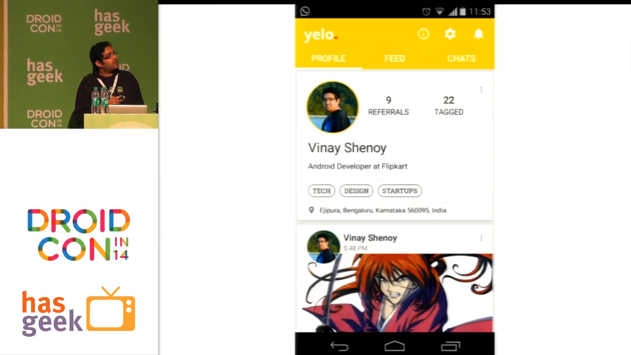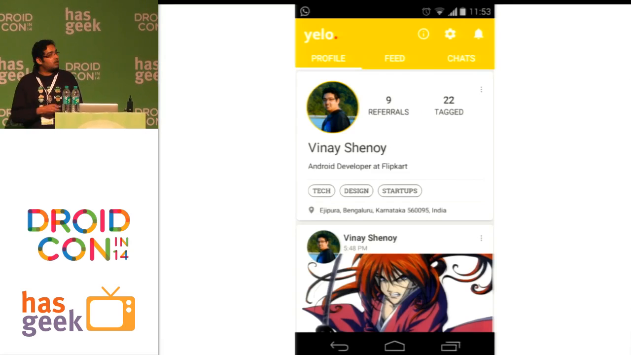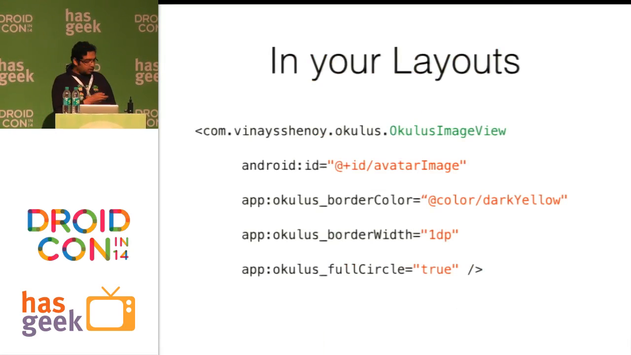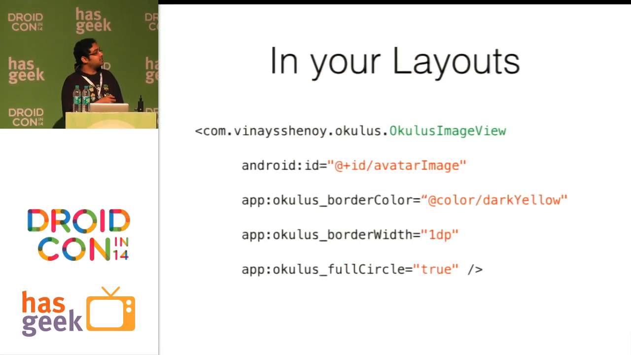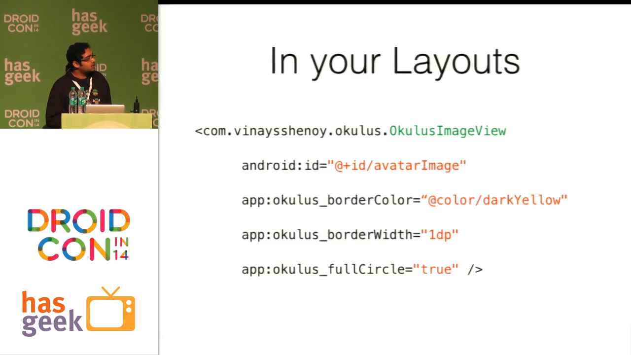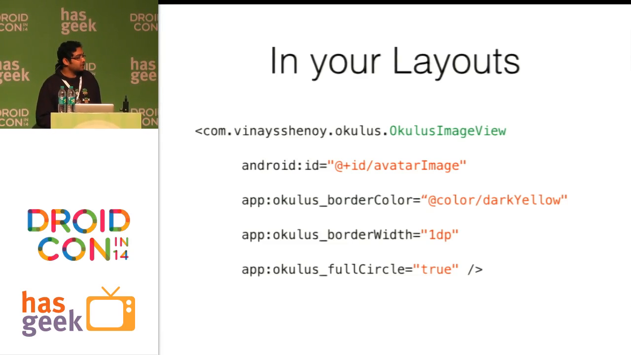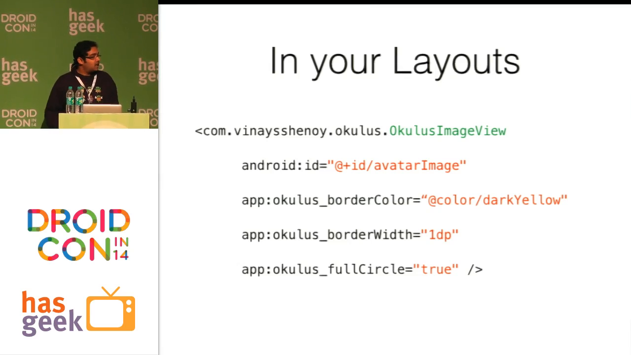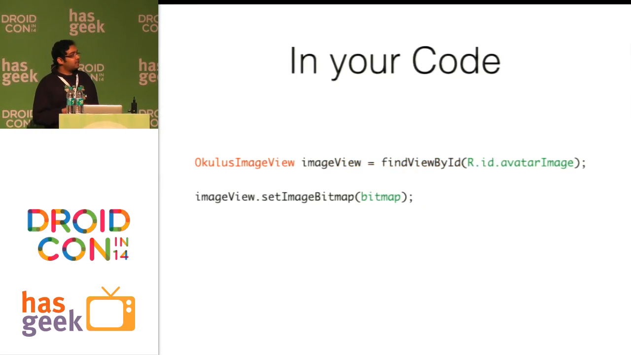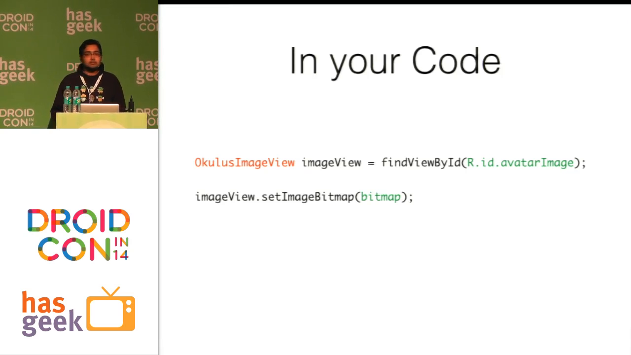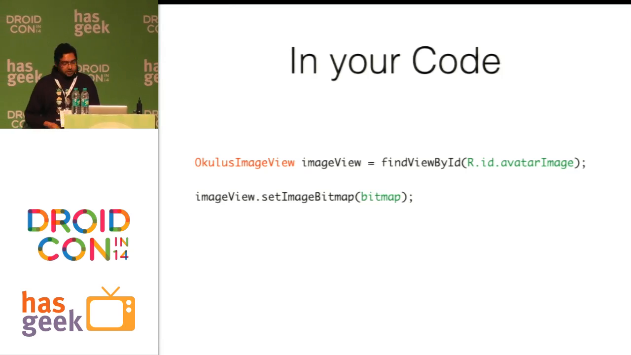So if you want to get this done in Okulus, how would you go about it? First of all, in your layouts, instead of an image view, you'll use the Okulus image view, and you'll define whatever you want. I want a dark yellow border, I want a 1dp border, and I want it cropped to circular, which is just a Boolean field. That's what you need to do in your layouts. Then in your code, you get your reference to the view, and you call image view.setImageBitmap as you do normally, and that's it, you're done. You get that circular image view.